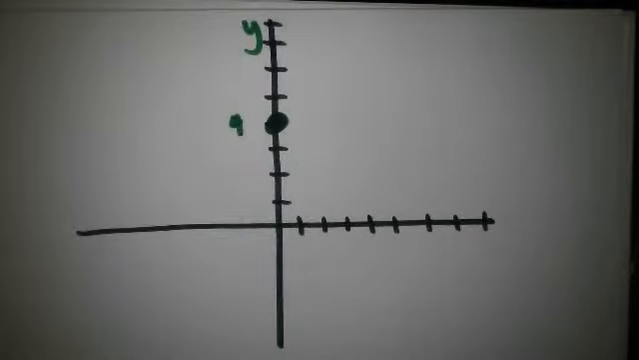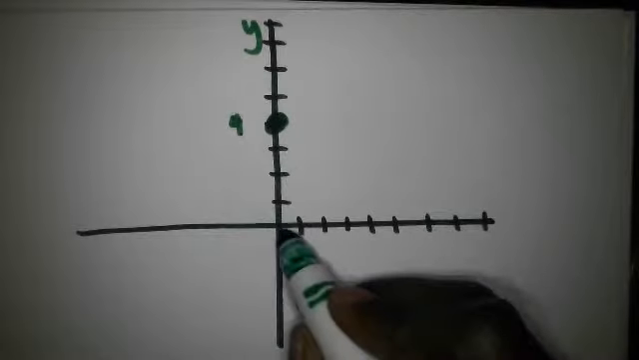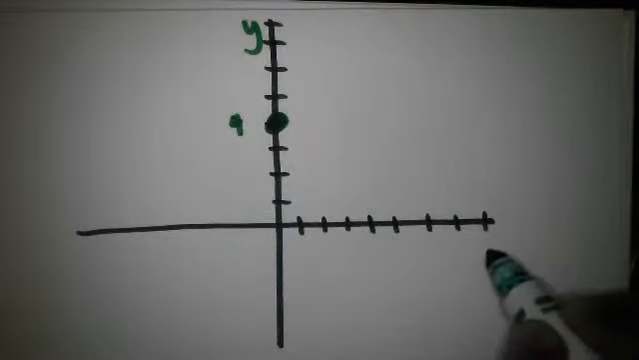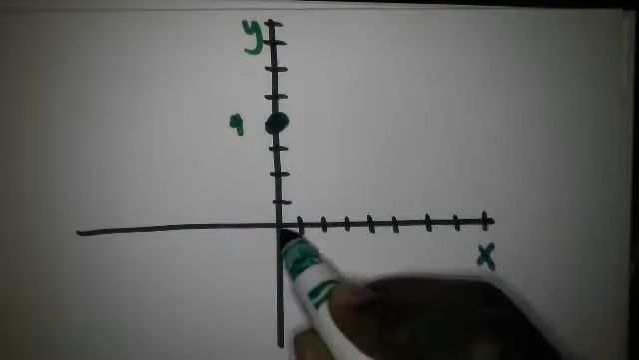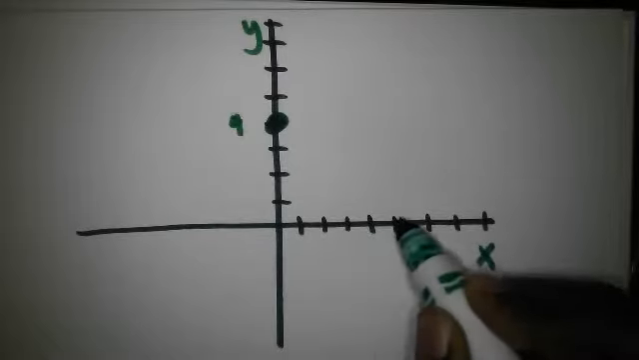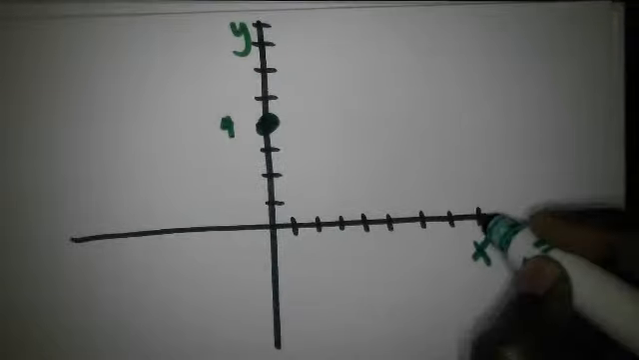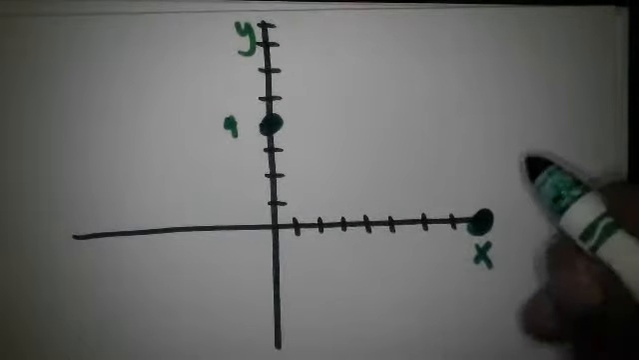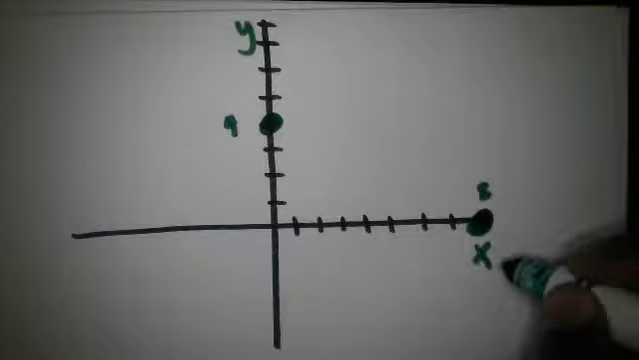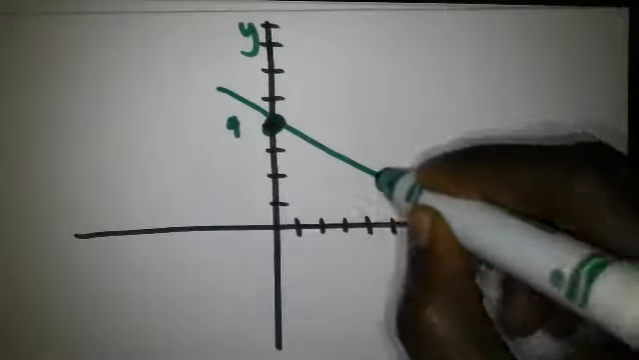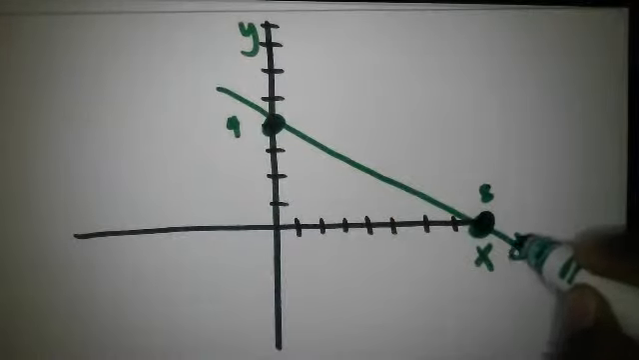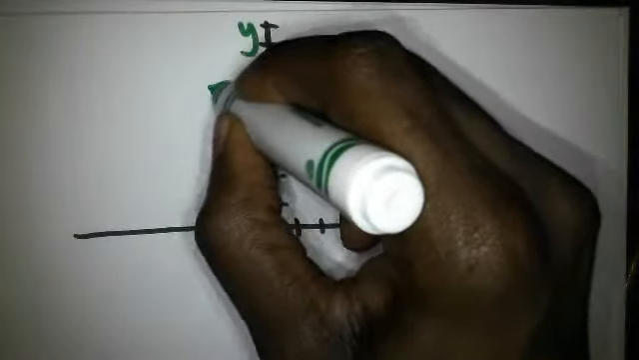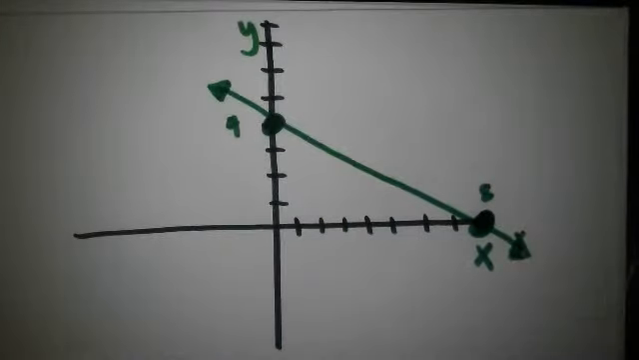We'll do the same thing with x. X is equal to 8. So on the x-axis, we plot a point at 8. 1, 2, 3, 4, 5, 6, 7, 8. It should be about here. So this is my 8. And then we just draw a line from 4 to 8, and we have our line.